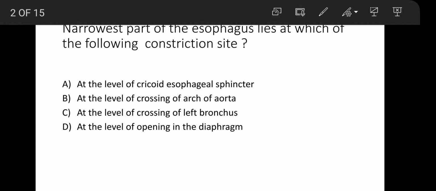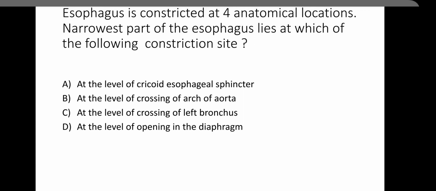Narrowest part of the esophagus lies at which of the following contraction site? At the level of cricoid esophageal sphincter, at the level of crossing of arch of aorta, at the level of crossing of left bronchus, at the level of opening in the diaphragm, which is the most narrowest part of the esophagus. That is the question.